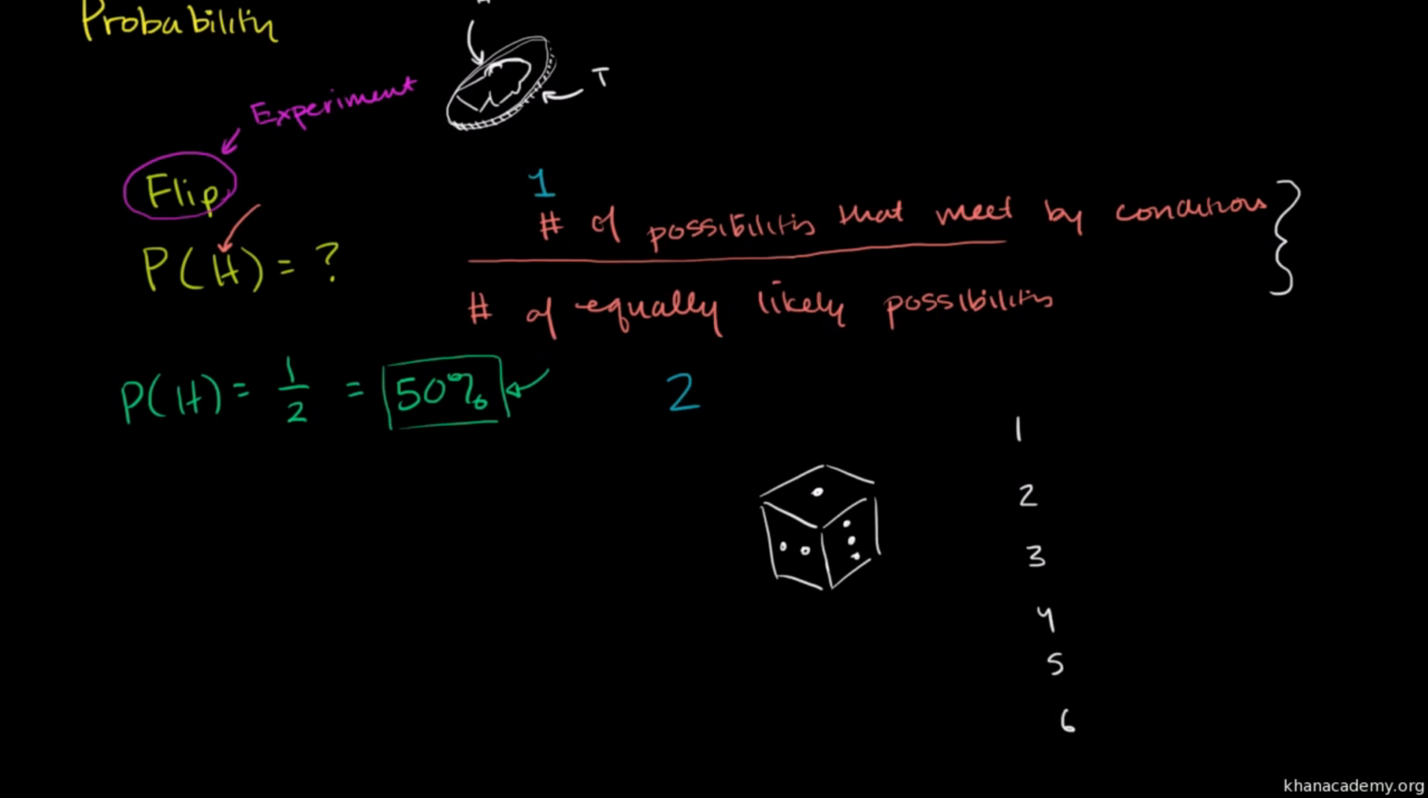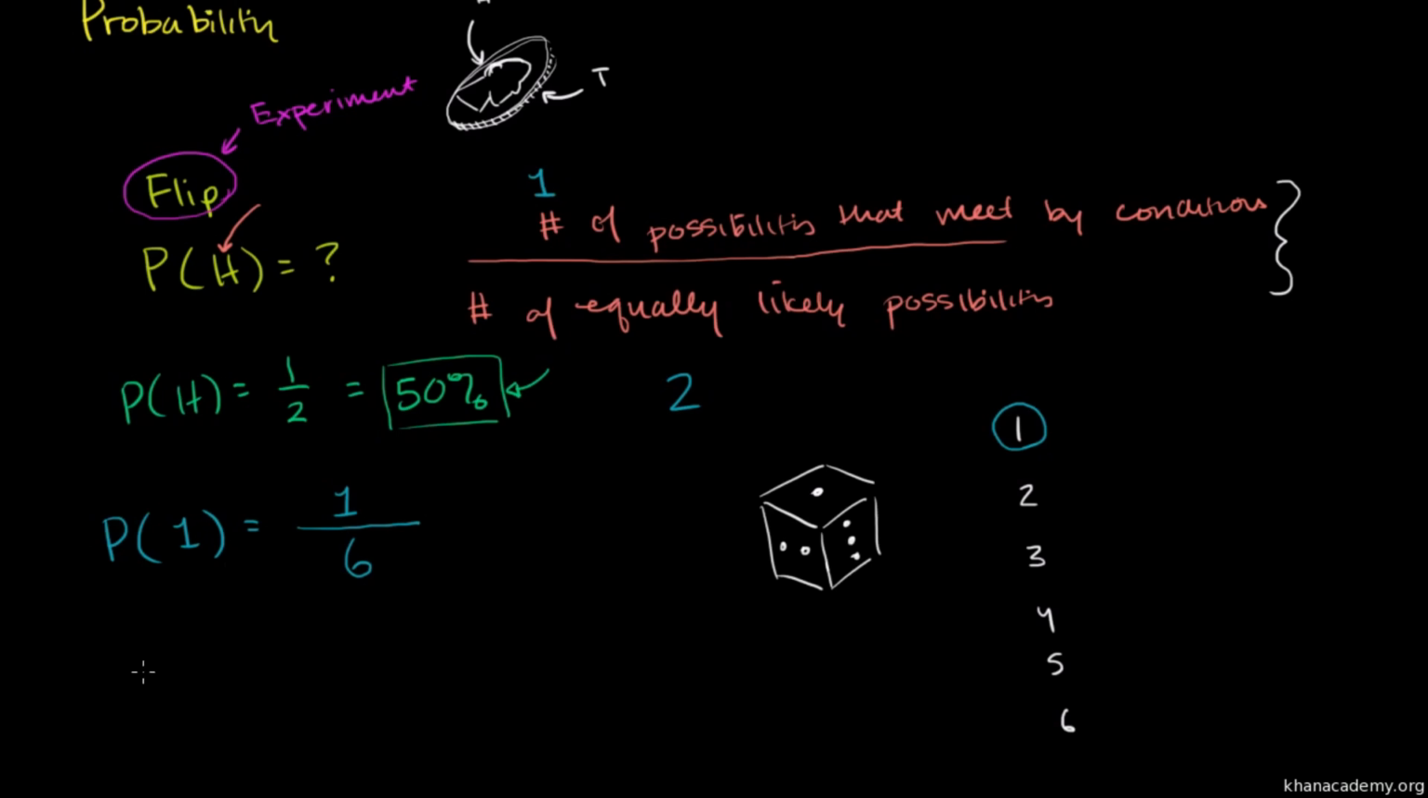So if I were to ask you what is the probability, given that I'm rolling a fair die, so the experiment is rolling this fair die, what is the probability of getting a 1? Well, what are the number of equally likely possibilities? Well, I have 6 equally likely possibilities. And how many of those meet my conditions? Well, only one of them meets my condition, that right here. So there is a 1 by 6 probability of rolling a 1.